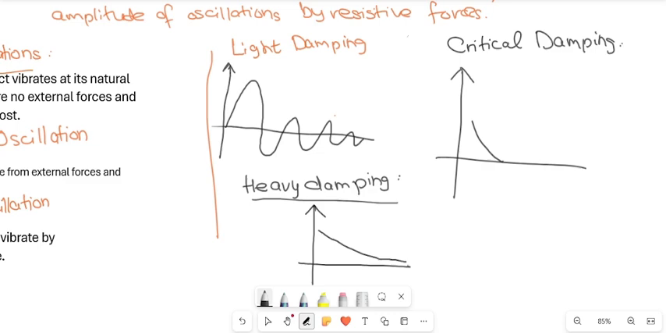in that exact place. But when it comes to heavy damping, yes, it does stop immediately, but it still takes a time to die out. And light, it just takes a lot of time to die out. So these were the graphs to explain damping.